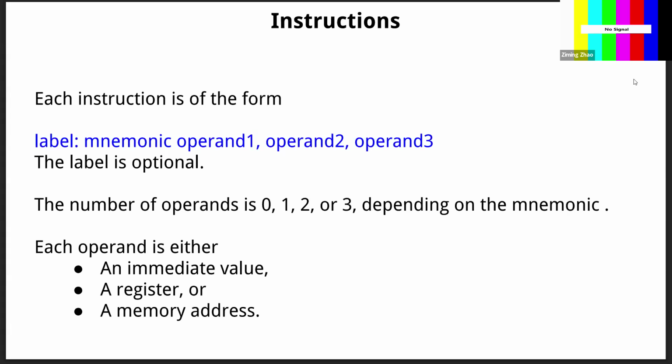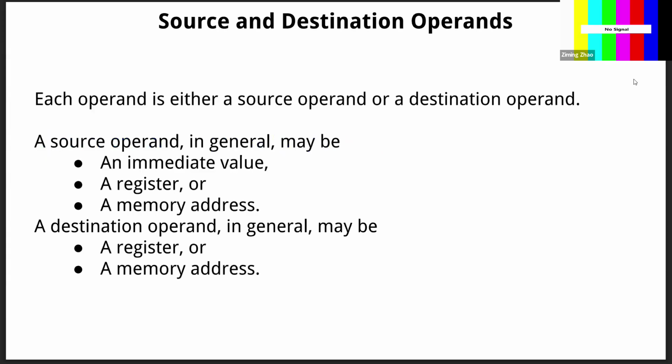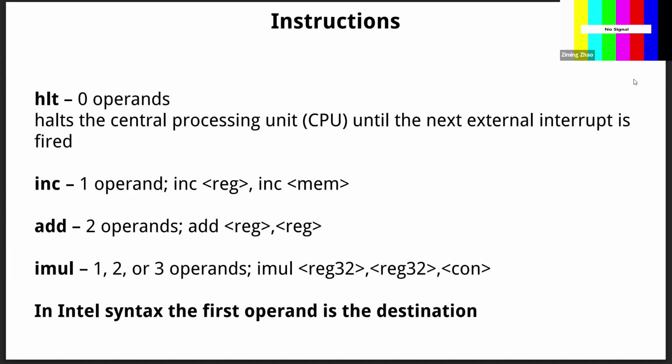And an operand can be an immediate value, which is just a number. It can be a register. It can also be a memory address. Let's see some examples. The first instruction here is HLT. It basically puts the CPU to sleep. When the CPU executes this halt instruction, it goes to sleep to save energy. So this instruction doesn't need any argument, just the HLT.